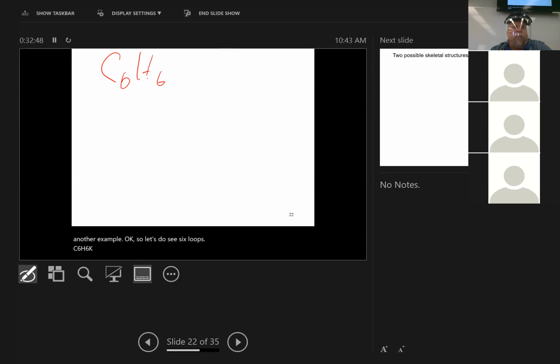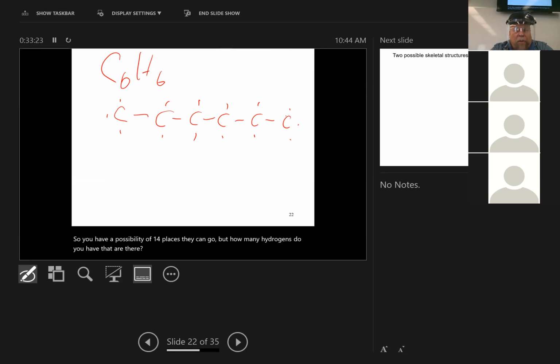So what's the first thing you could do to make C6H6? Yeah, so put the carbons like this. 1, 2, 3, 4, 5, 6. And then you'll have 1, 2, 3, 4, 5, 6, 7, 8, 9, 10, 11, 12, 13, 14. So you have a possibility of 14 places they can go. But how many hydrogens do you have? You only have 6 there. So if you were to just line them all along, it wouldn't work very well.